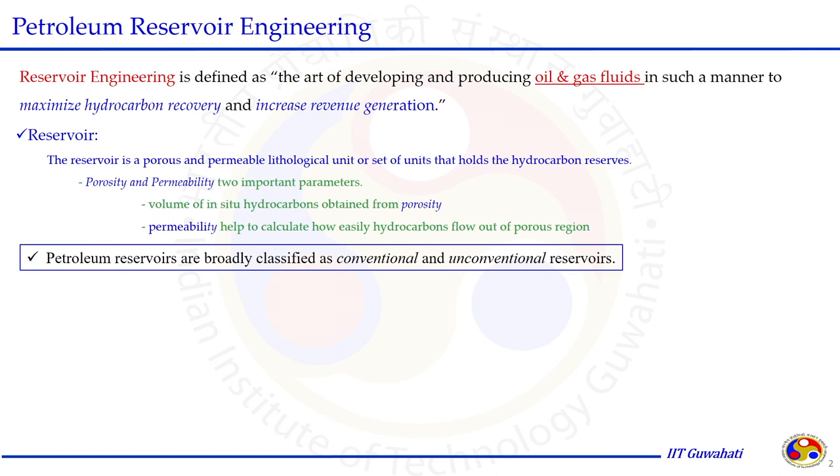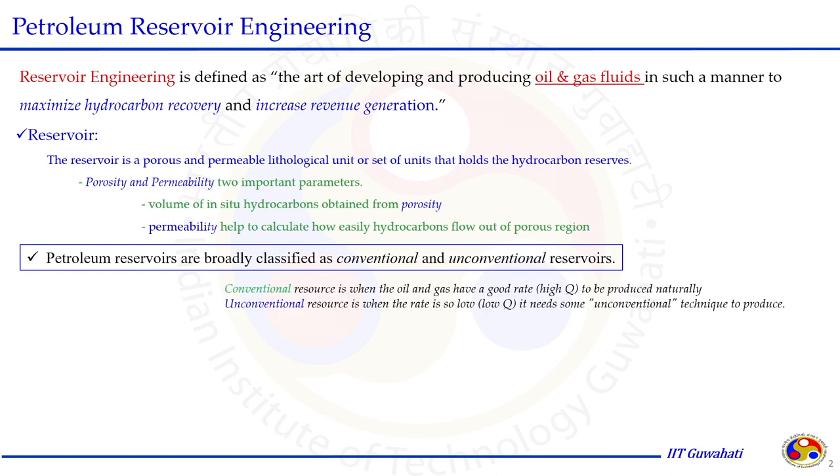Petroleum reservoirs are broadly classified into two types, conventional and unconventional reservoirs. The conventional reservoir is the reservoir that produces at a profitable rate or at a very high rate naturally, when the hydrocarbon fluids are produced naturally from the reservoir. While in the unconventional reservoir, the flow rate is too low and additional or unconventional techniques need to be implemented to get a better or profitable recovery.